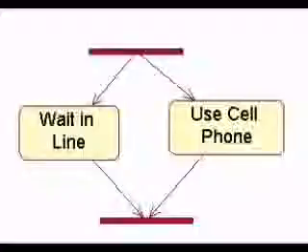Forks and joins must match. This means that every time you have a fork, you must have a join that joins together the threads started by that fork. In the slide, the wait in line and use cell phone activities join at the bottom as shown.